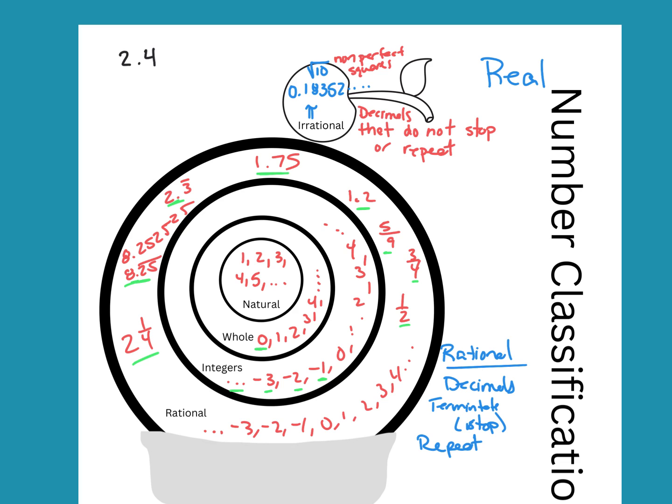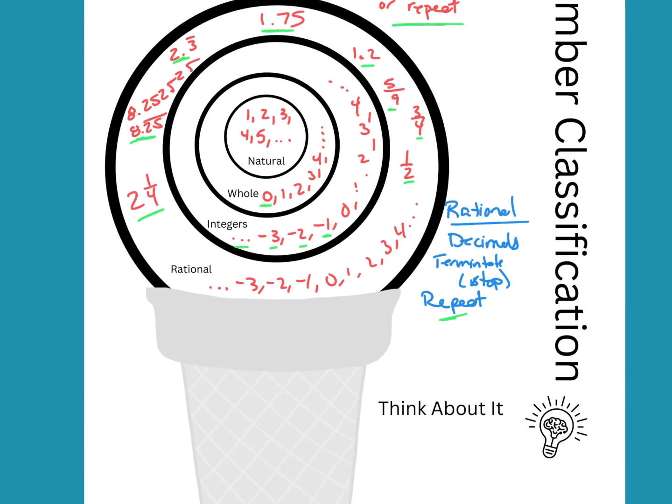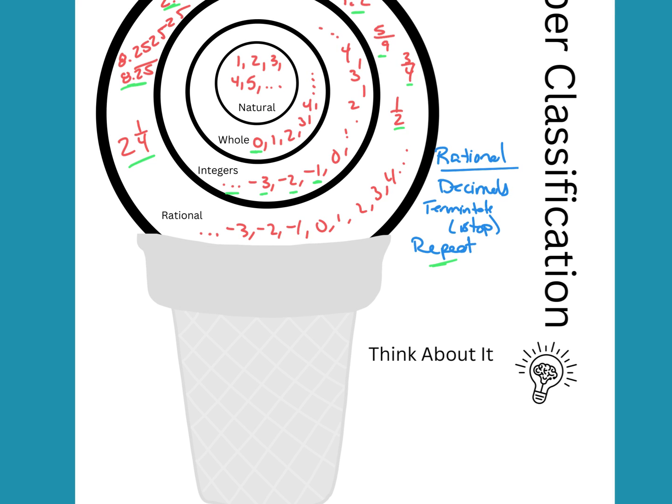So we've looked at two different kinds of decimals. If the decimals do not stop, don't have a pattern, that's irrational. We talked about that up here. Do not stop, do not repeat, irrational. If they do stop or they do repeat, then that will make them rational. And then I just want to look at some examples to think about.